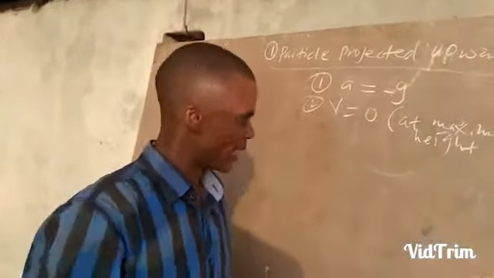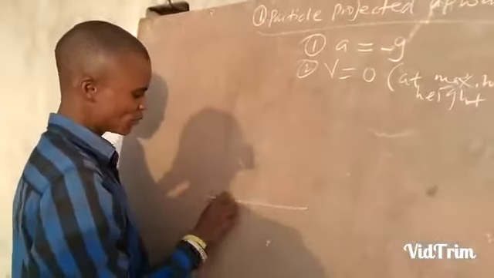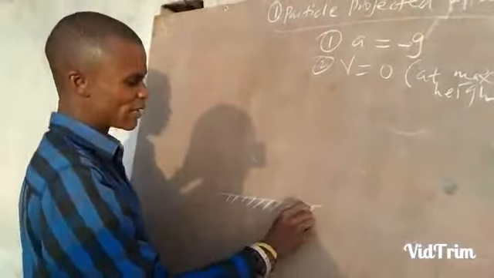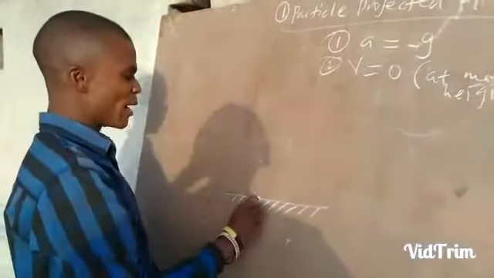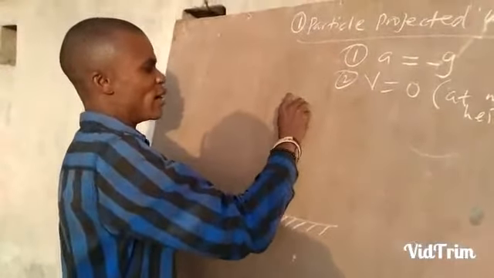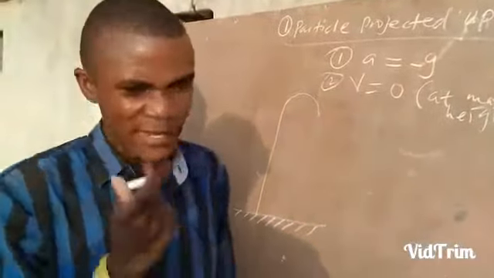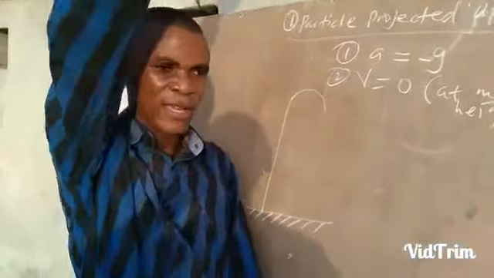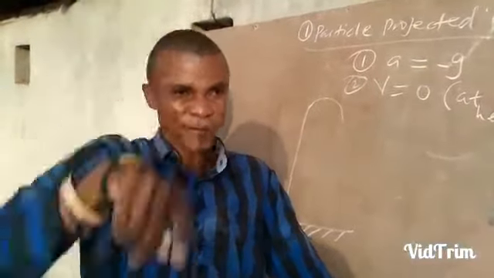Now, if that is the case, let us say we have the ground surface here. You project an object from the ground this way. The object will use this path until it reaches the highest point. When it reaches the highest point, it will make a curve before it falls down. That means anytime you project an object this way, before the object falls, it has to turn at the top. Then it falls to the ground.